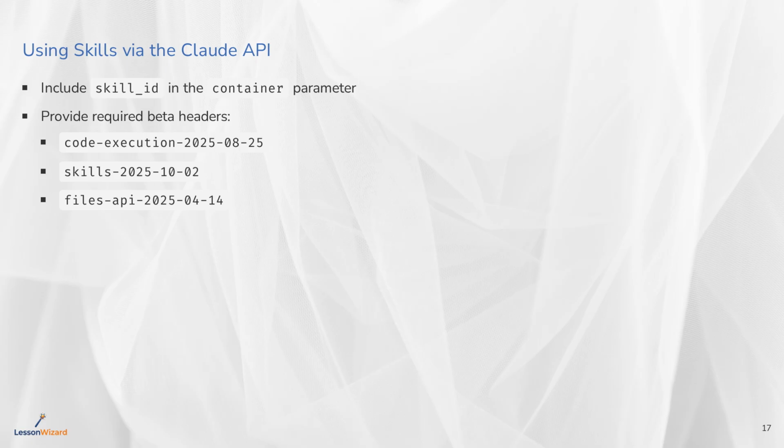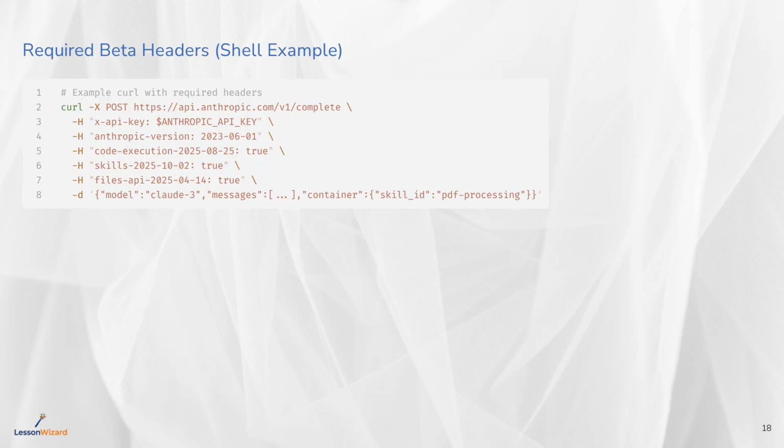When calling the Claude API, you tell the service which skill to load by passing its identifier. The three beta headers enable code execution, skill loading, and file operations inside the container. This shell snippet demonstrates how to add the three beta headers when invoking the API. The container field points to the skill you want Claude to load for this request.